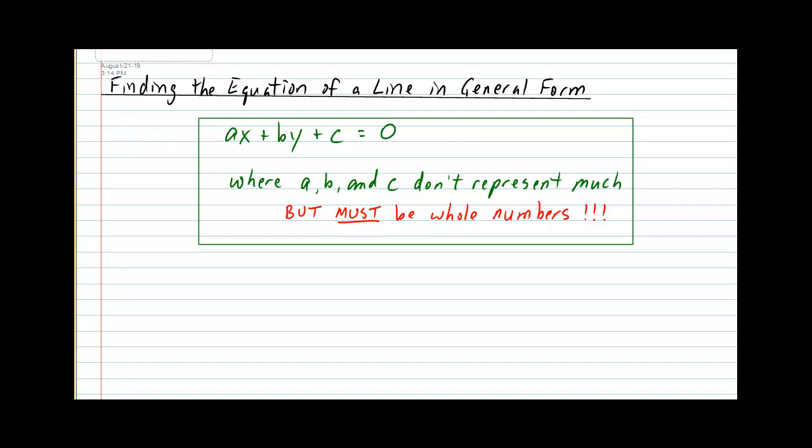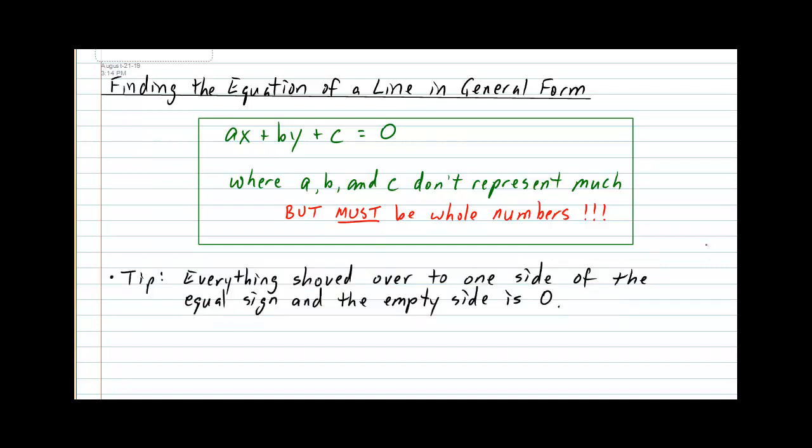Now, in order to remember what the format of the general form looks like, try to remember this: in this format, everything is shoved over to one side of the equal sign, and the empty side is equal to 0. Now here's the interesting part about the general form.